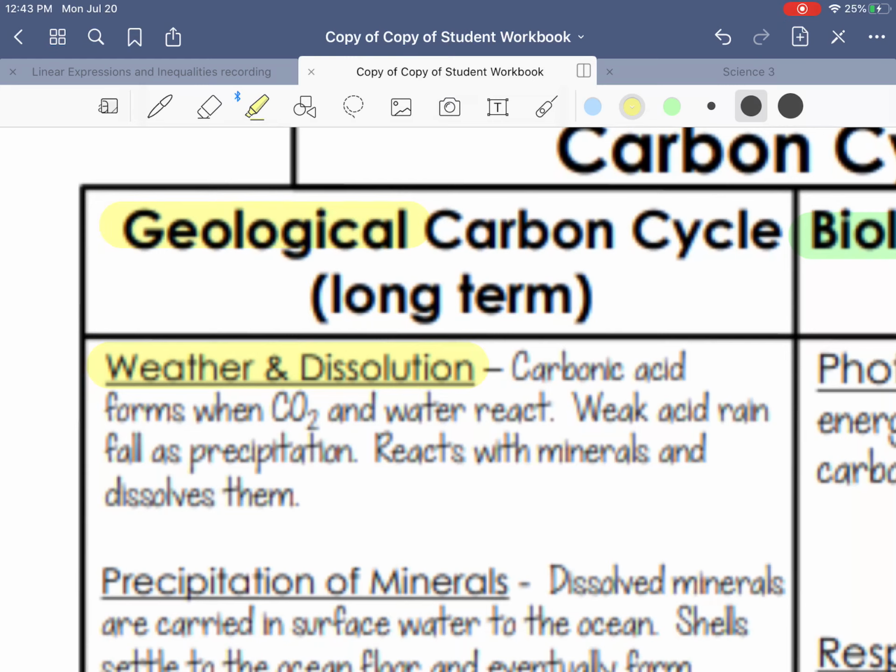That accumulates in the clouds, that causes acid rain to fall as precipitation. So there's the weather. The dissolution comes when that acid rain reacts with minerals in the earth and breaks them down or dissolves them.